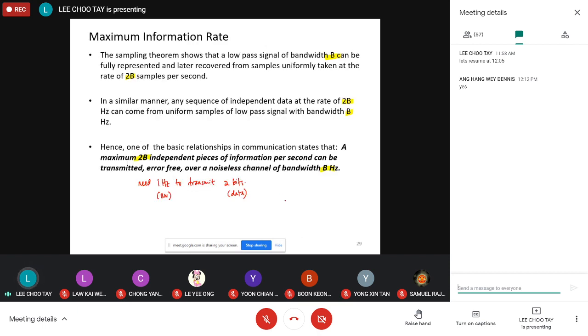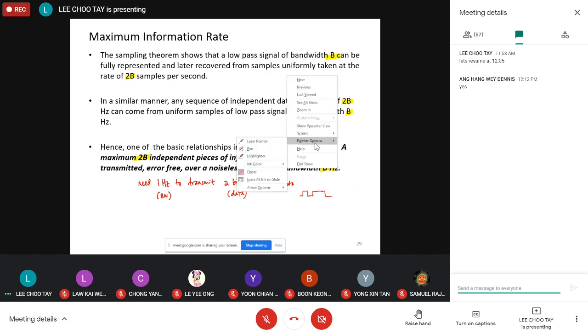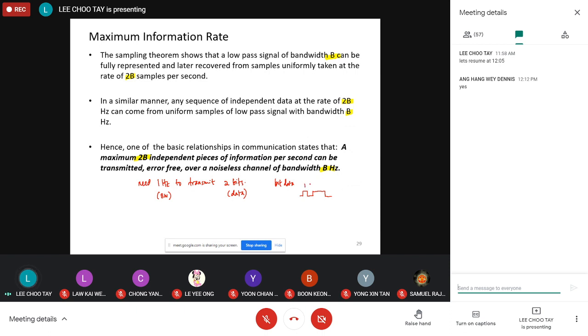Let me show you how this is possible using a diagram. Let's say I have my bit data, 1011. If I convert it to a waveform, 1011 is going to look like this, the pulse. This is 1, this is 0, this is 1, this is 1. And then after pulse shaping and so on, I'm going to end up with something like this.